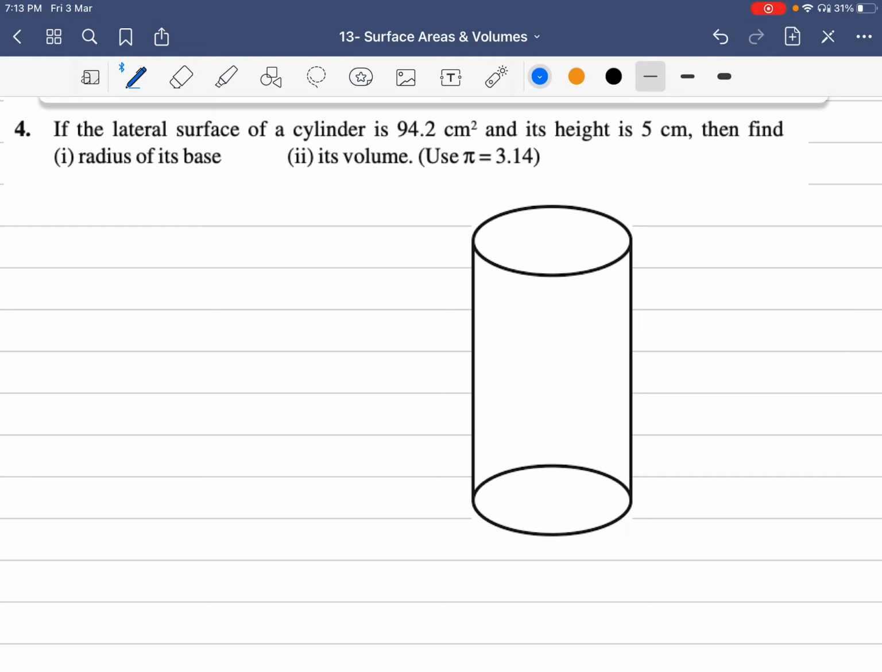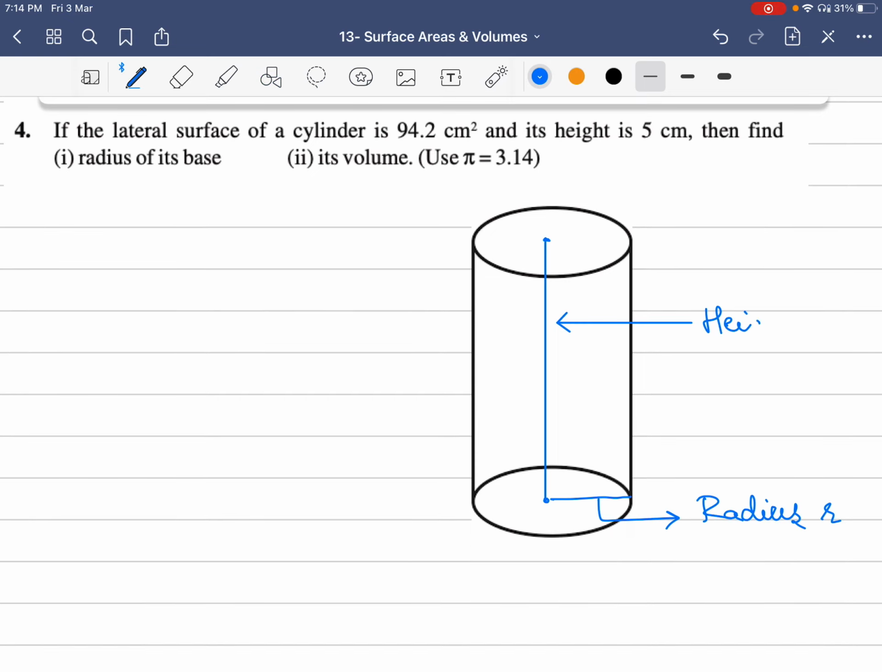I'm just going to mark the dimensions here. So this is our radius. Let me write here radius r, which is unknown, and then we have this height h. So this is our height. Height is given to us, so height h is equal to 5 centimeter.